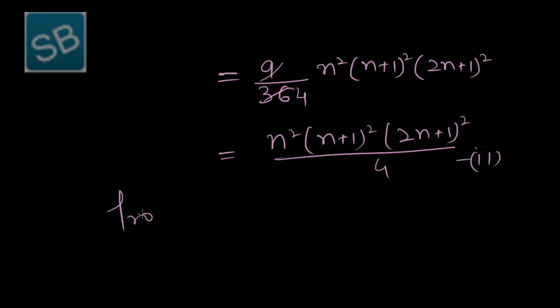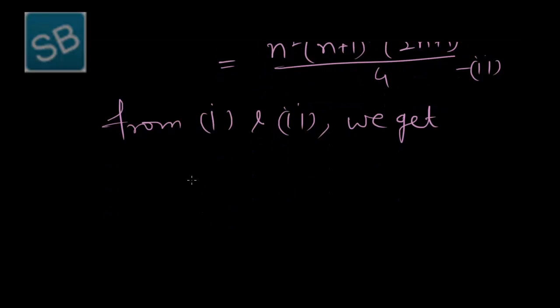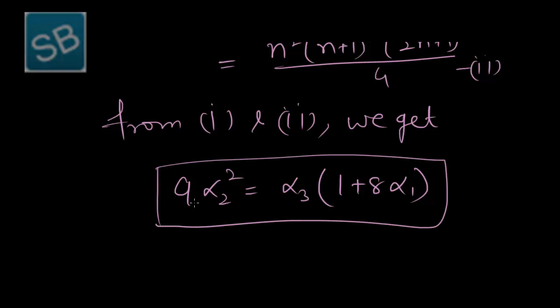So from 1 and 2, we get 9 alpha 2 square is equal to alpha 3 into (1 plus 8 times alpha 1). That is proved.